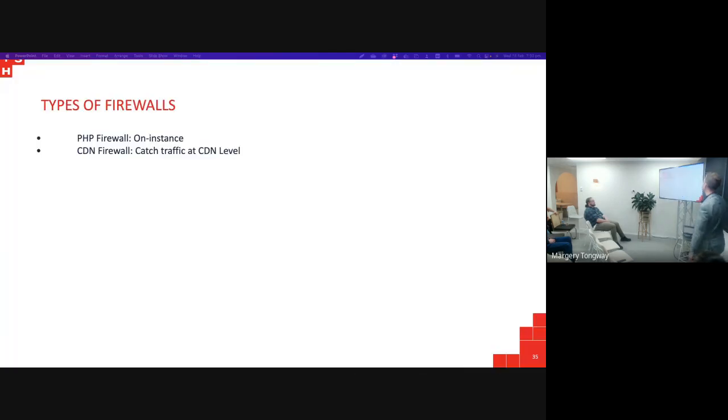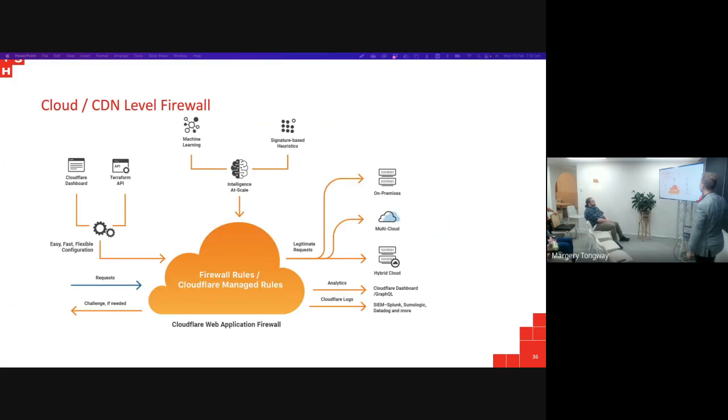Firewall is really interesting. There are two types, the way I see it: the ones that work on the instance and the ones that work at the CDN level. CDN level is really clever. This is Cloudflare. I mean, Acquia gives that to everyone. There's also Fastly and Akamai, AWS WAF, and so many others.